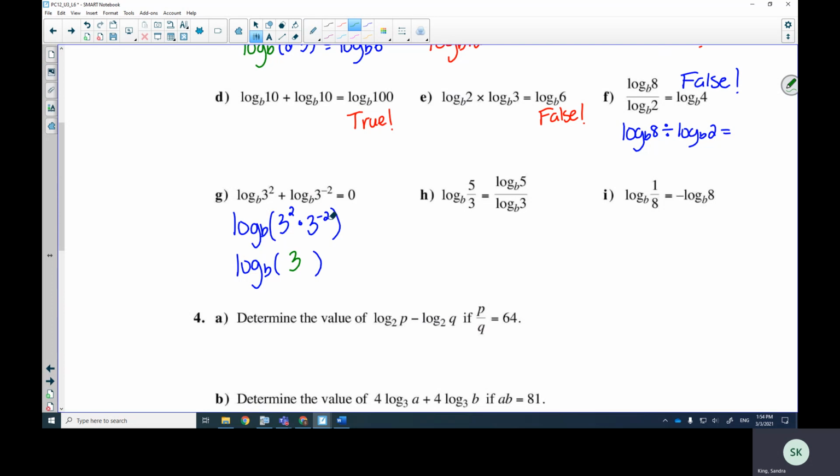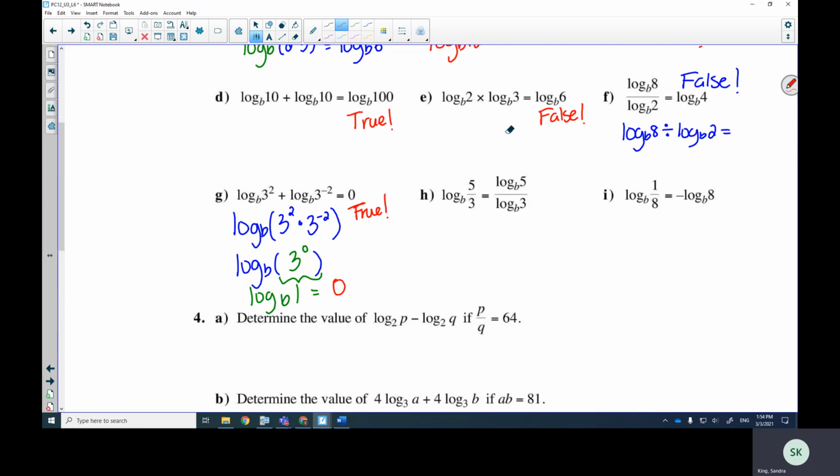What do I do to these 2 numbers? You add them. So if bases are the same, and they're being multiplied, we add the exponents. 2 plus negative 2 is 0. Okay, what is any number to the power of 0? It is 1. The log base B of 1, what is the answer whenever our argument is 1? The answer is 0. Is it true or false? This guy's true.